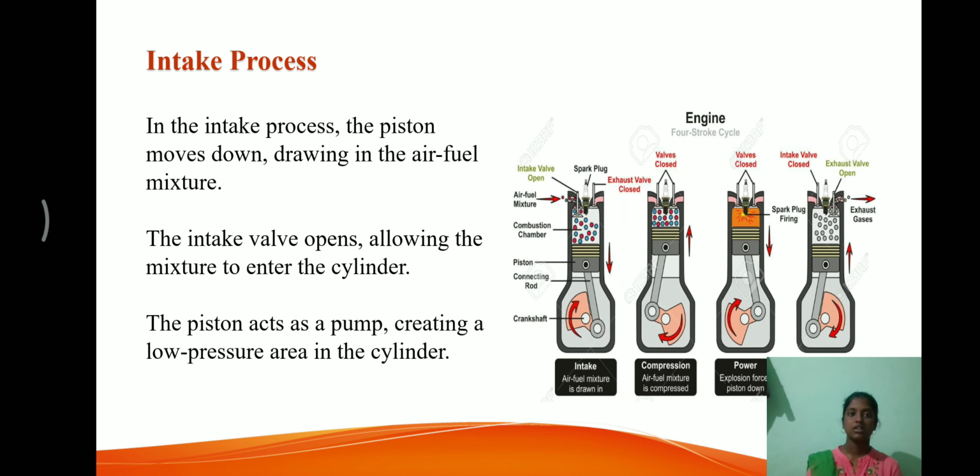And intake process. In the intake process, the piston moves down, drawing in the air-fuel mixture. The intake valve opens, allowing the mixture to enter the cylinder. The piston acts as a pump, creating a low-pressure area in the cylinder. And here we can see the explanation diagrams about this intake process.